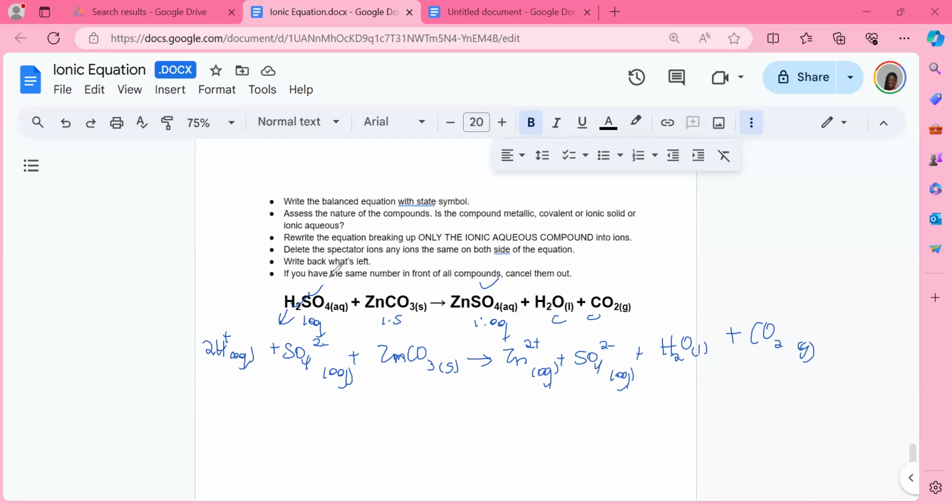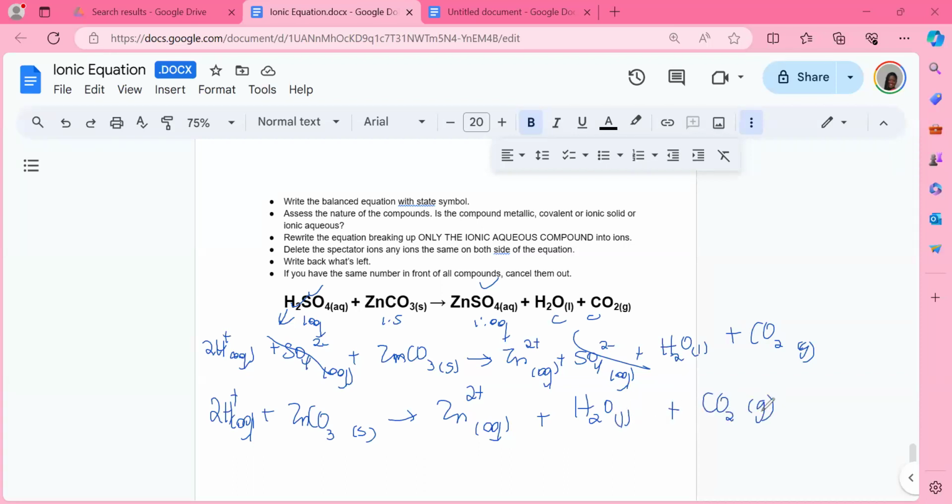So I'm deleting the spectator ions, which is the SO4. So it's 2H plus aqueous, right? But the zinc carbonate, solid, and it gives me zinc ions plus water, liquid, and CO2 gas. So that's my balanced equation. That's my balanced ionic equation.